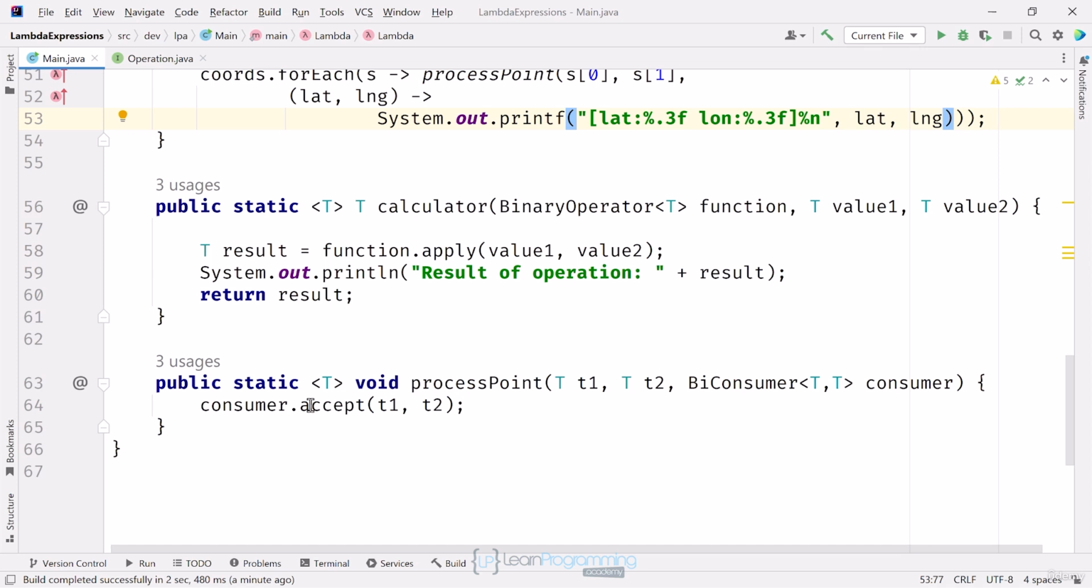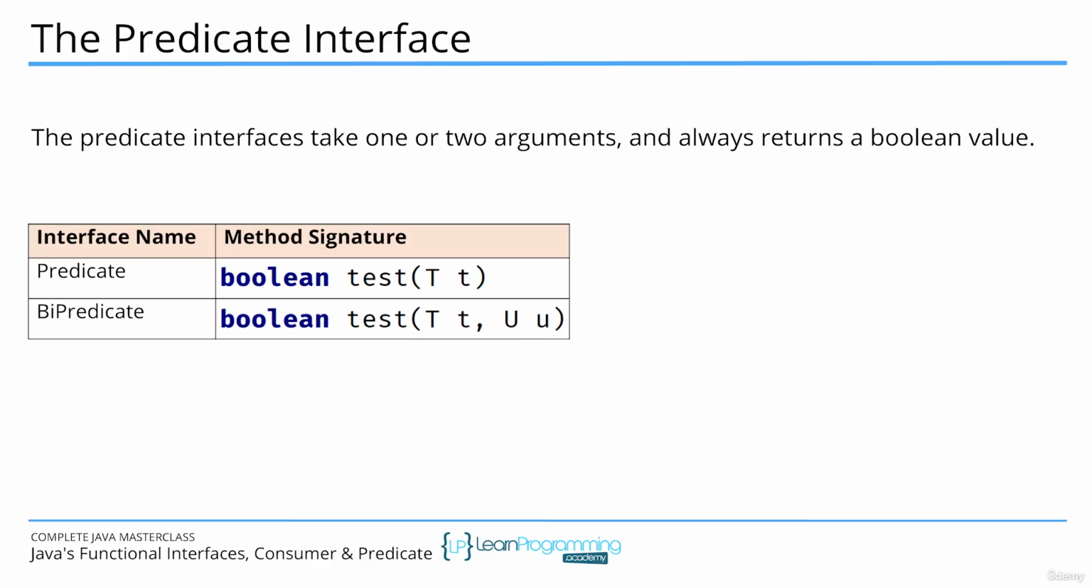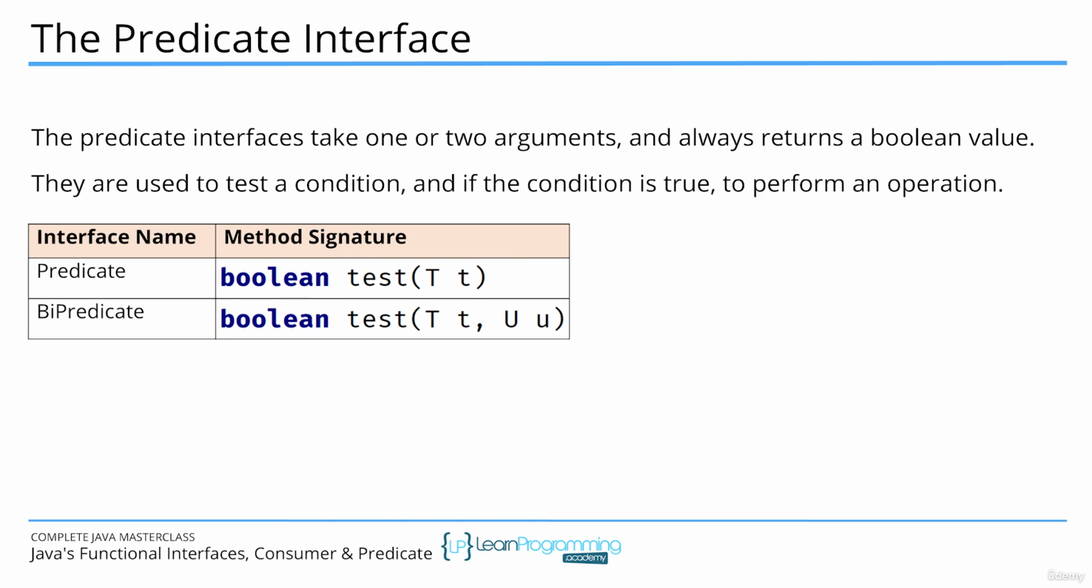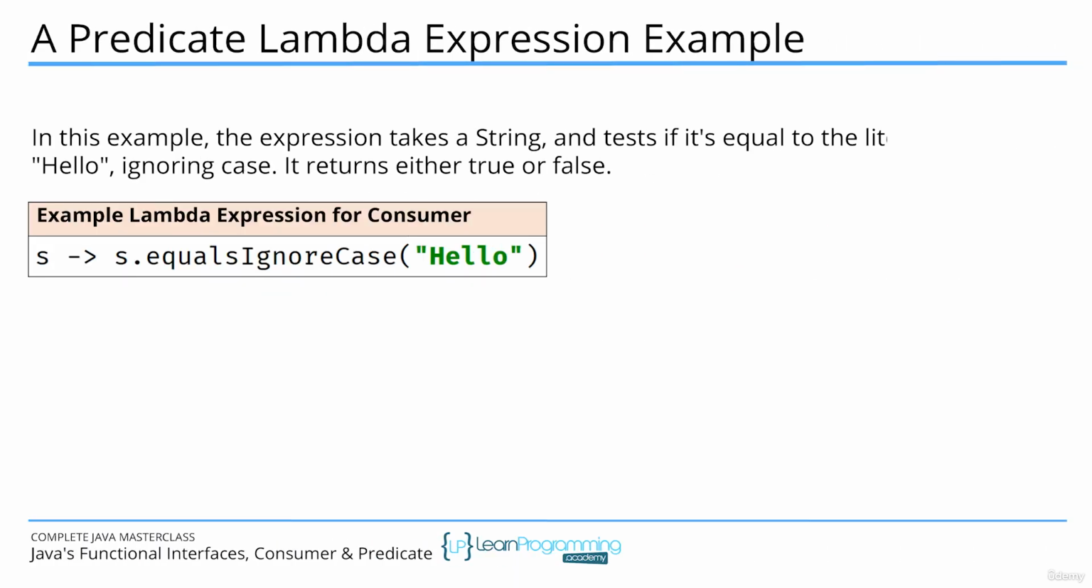Moving on from the consumer, I now want to look at the predicate interface, which is the second category of interfaces in this package. The predicate interfaces take one or two arguments and always return a Boolean value. They are used to test a condition, and if the condition is true, to perform an operation. In this example, the expression takes a string and tests if it's equal to the literal text hello, ignoring case. It returns either true or false.